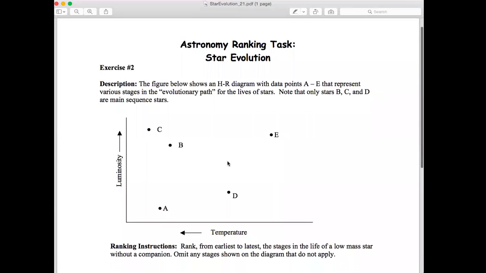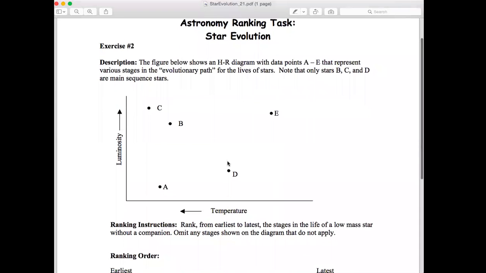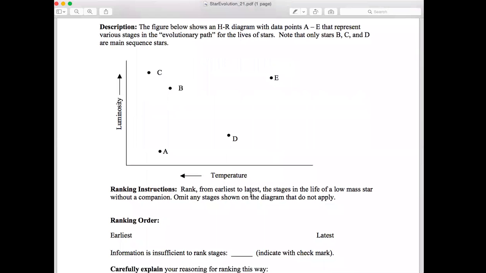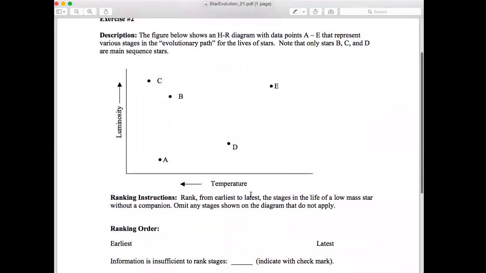Let's start with number 2, okay? So let's share number 2. Here is number 2. You have an HR diagram, and then you have points A through E. The question is, rank from earliest to latest the stages in the life of a low mass star without a companion. Okay, so what do you say?